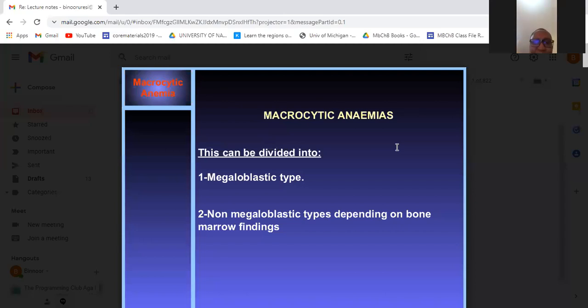Is another classification. So we normally have microcytic, normocytic, macrocytic, and dimorphic picture. But today we should be talking about macrocytic anemias. And so macrocytic anemias, depending on the etiology, can be divided into two broad classifications. You have the megaloblastic type and the non-megaloblastic type, depending on the cause. Next slide.